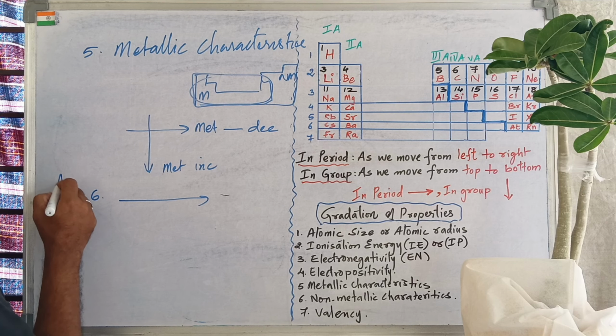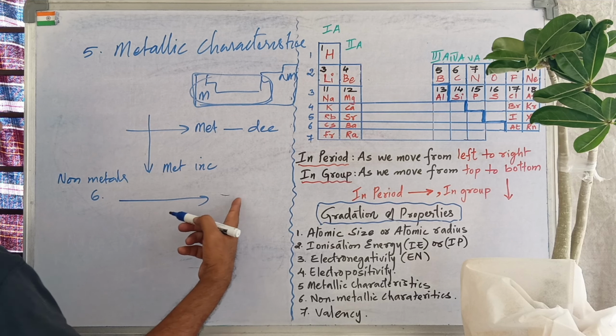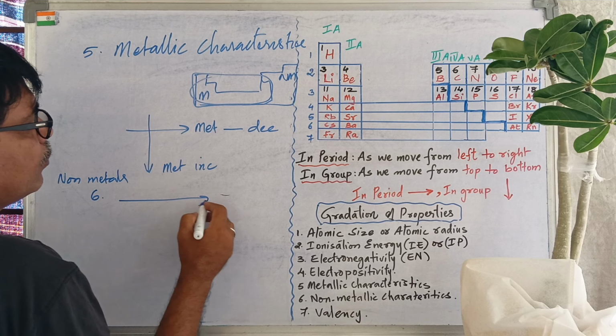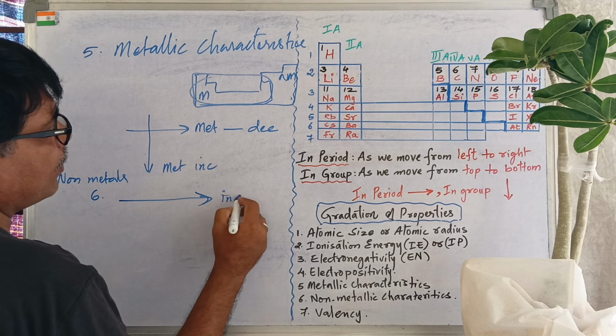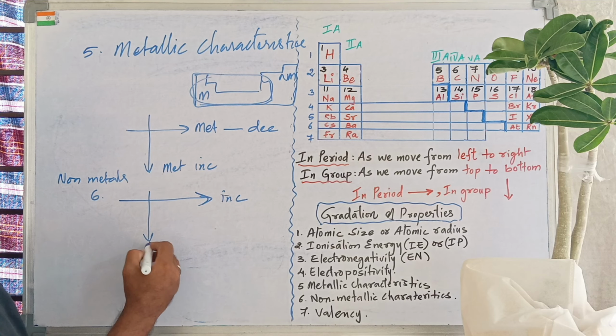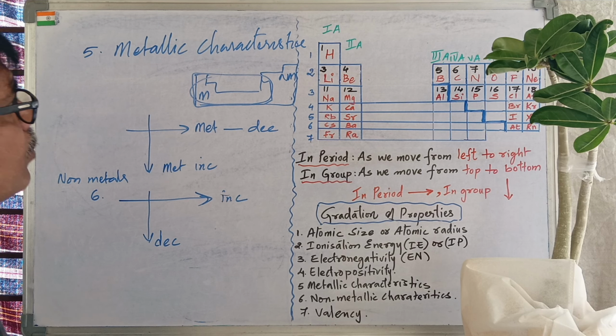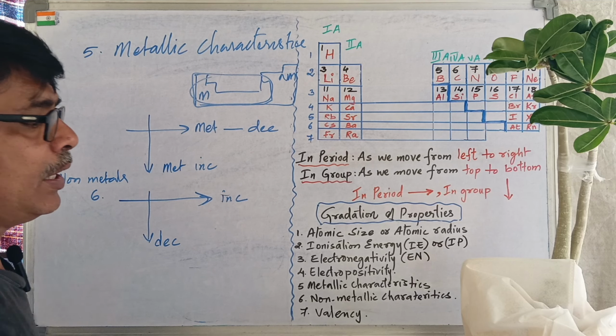Now my topic is what? Non-metals. Where do you find non-metals? You find non-metals on the right side. So if you move towards them, automatically the property, the value starts increasing, and opposite to that one decreases. Right? That's what it is about metallic and non-metallic characteristic.